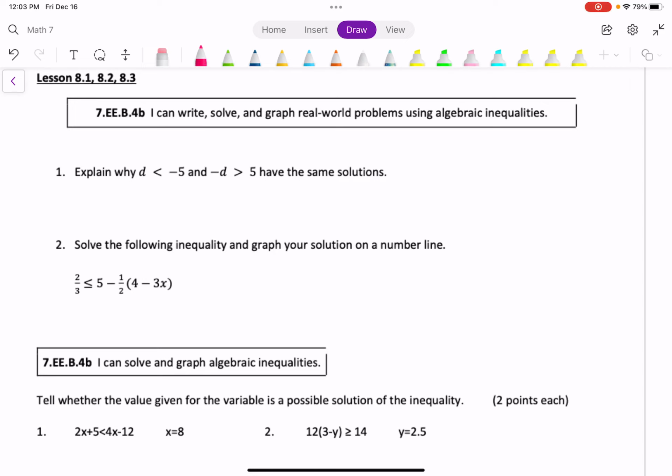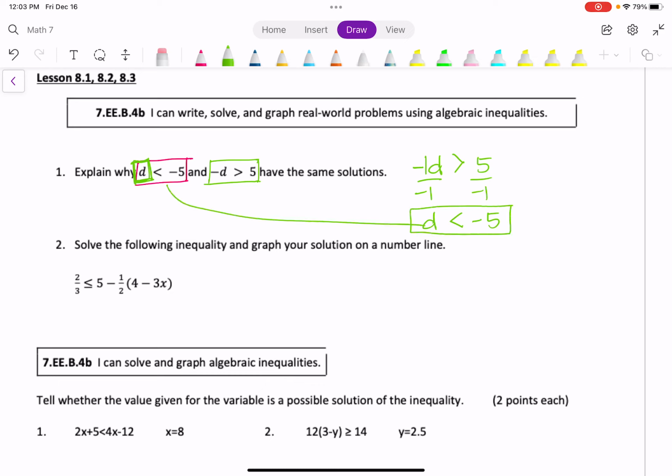D is less than -5 versus -D is greater than +5. I want this to be comparable to this one. I want this to just be a plain 1D. So if I divide by a -1, I flip my sign around and I get -5. And now those two are exactly the same.